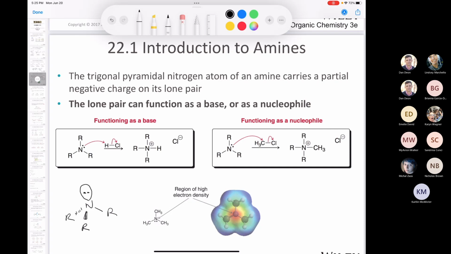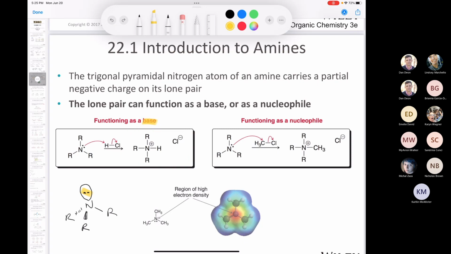So it's got 4 groups attached to it, a lone pair and 3 R groups. And that lone pair, again, can function as a base or a nucleophile depending on the situation. If you react it with an acid like HCl, then of course it's acting like a base, essentially neutralizing the HCl here. And we end up with what you would call an alkyl ammonium chloride. So you could also call this an alkyl ammonium salt.